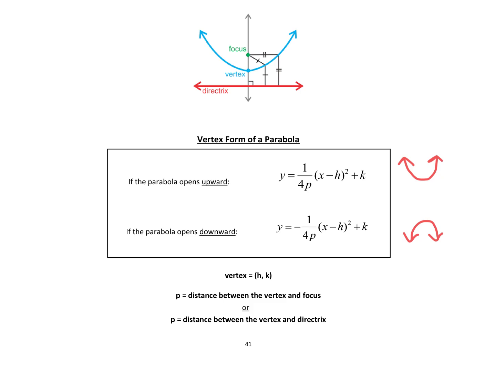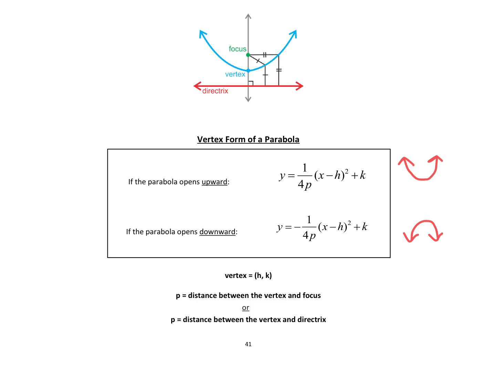Okay, so let's start with where the p comes from. The p, we can see right down here, it's the distance between the vertex and the focus. Okay, so here's your vertex and here's your focus. It's just the distance between these. Or it's also, look down here, the distance between the vertex and the directrix. Remember, the distance between the parabola and the focus is the same as the distance between the parabola and the directrix. So p will be the distance from either one of these.